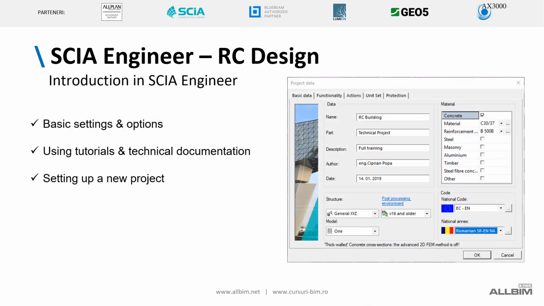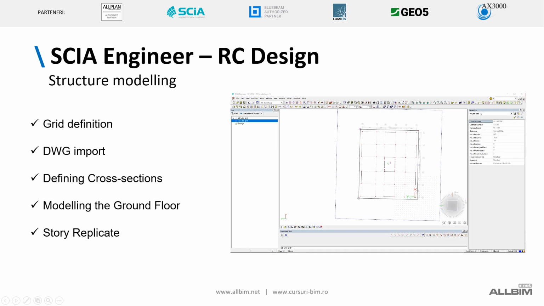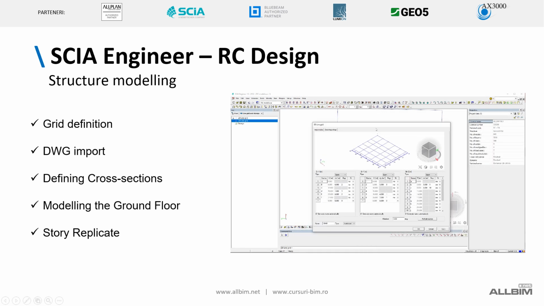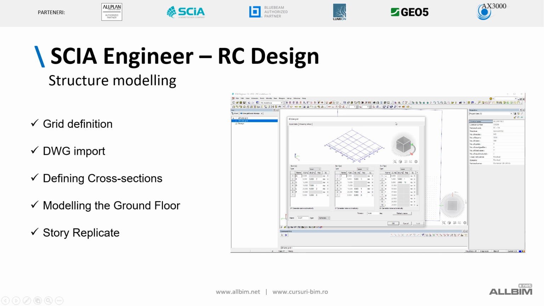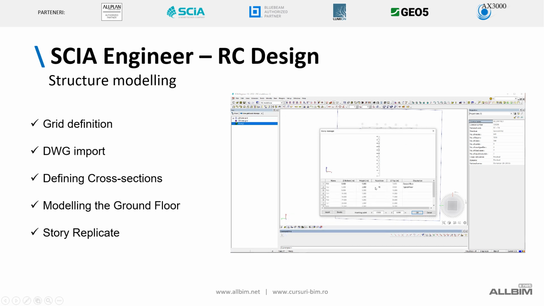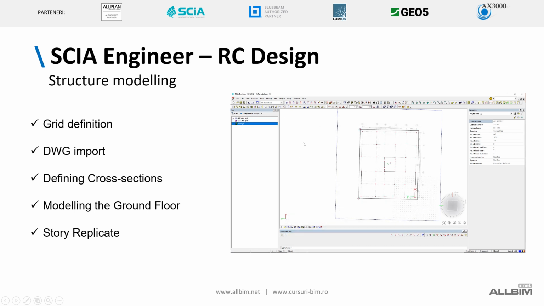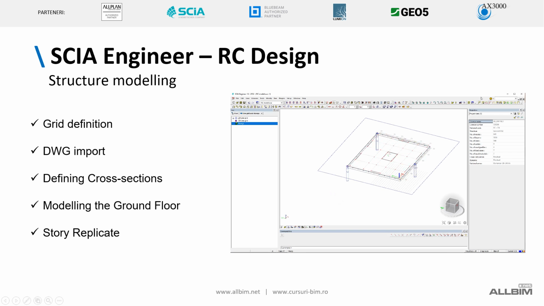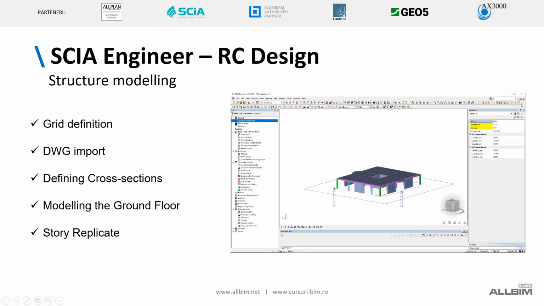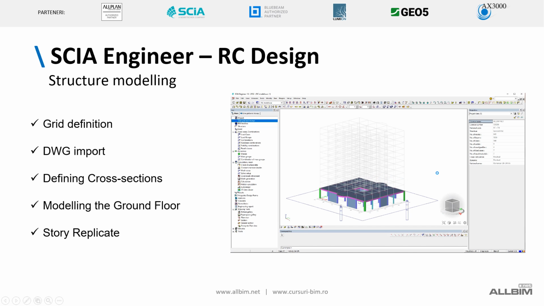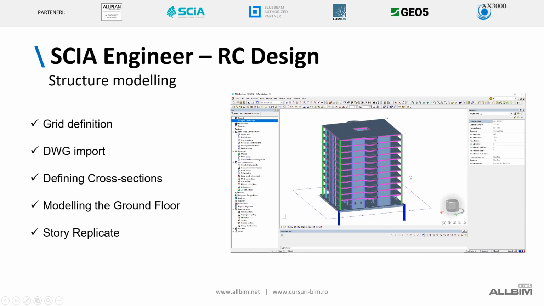In the first lesson, you will learn how to properly configure your project so you have all the required tools set up in an optimal way. The new project will begin with grid definition that will be the basis of geometry construction, and also I will show you how you can import a DWG to use it as a support for creating the 3D model based on 2D input. The structure will be fully modeled in 3D.